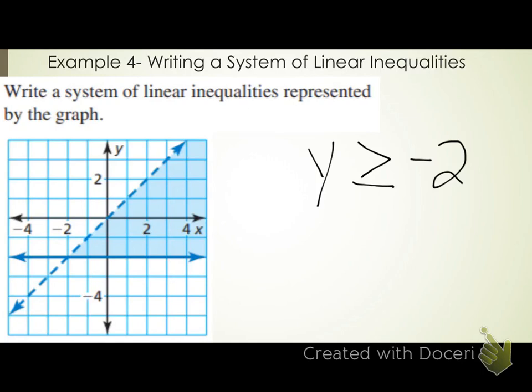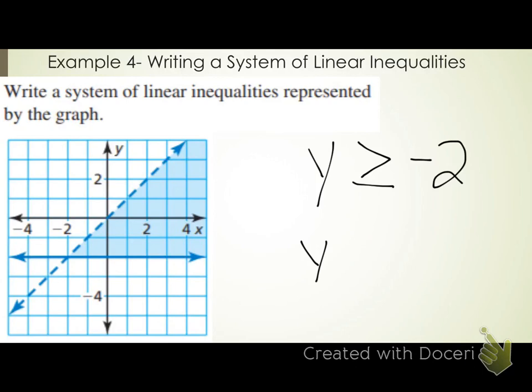Okay. Second inequality. This is my dashed line now. It's going to have a slope and a y-intercept because it's kind of slanted, isn't it? We're going to write these in slope-intercept form, so I know y is going to be on one side. What's my y-intercept of this line? Where's it crossing the y-axis? 0. Do I need to put plus 0? No, I don't have to put that.